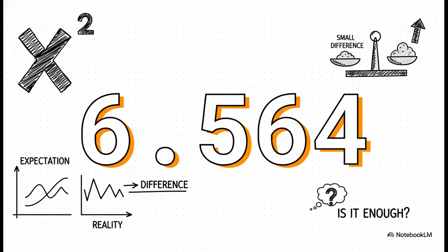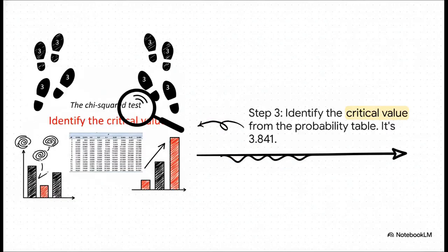Now, this number by itself doesn't mean much. It's just a measure of how big the gap is between our reality and our expectations. The bigger the number, the bigger the gap. But the question is, is it big enough? And that brings us to step 3. We have this number, 6.564, but we need something to compare it to. That's where this critical value comes in. We get it from a standard statistics table, and it basically tells us the cutoff point. It's our line in the sand. Anything below this value could easily happen by chance. For our experiment, that critical value is 3.841.